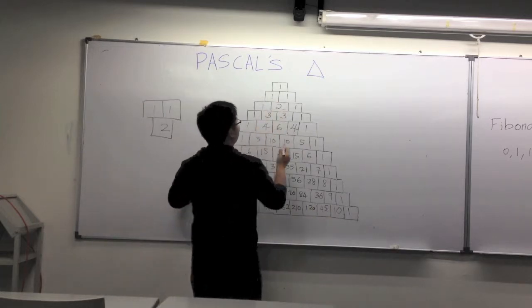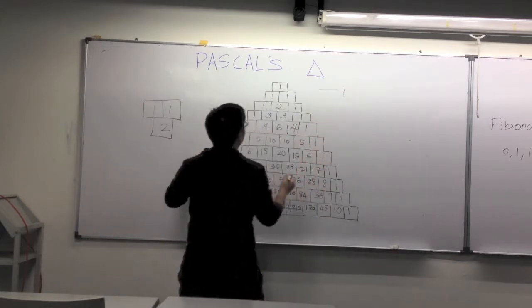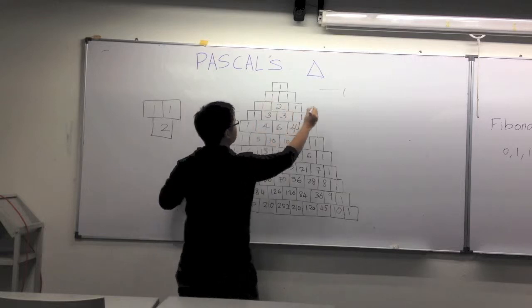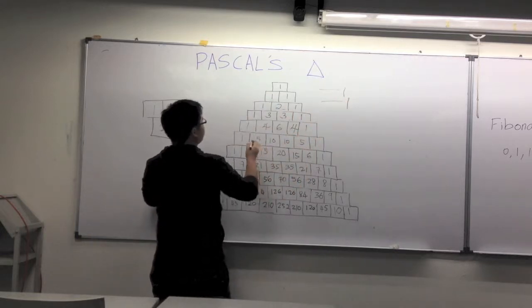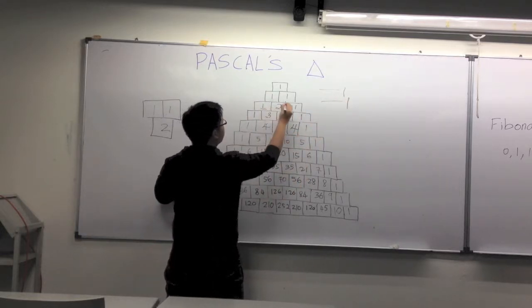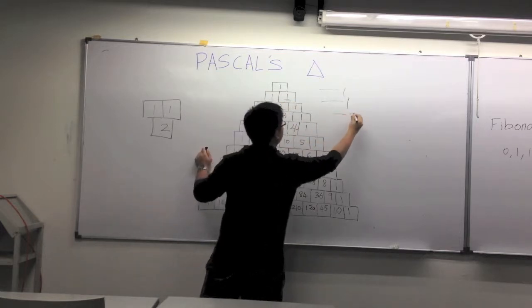I take the number 1 here, and then I also take this number 1 here, and then from here onwards I can take the 1 here and the 1 here, and I'll get a 2.